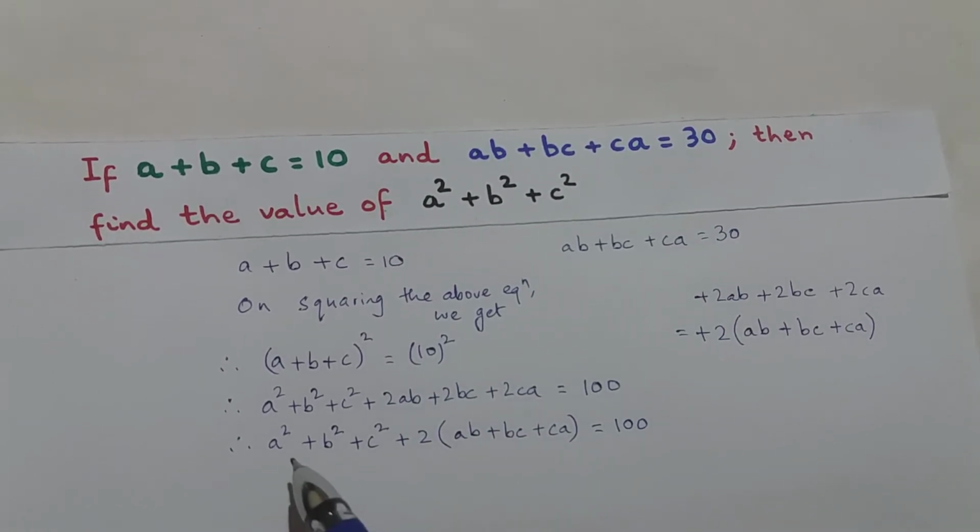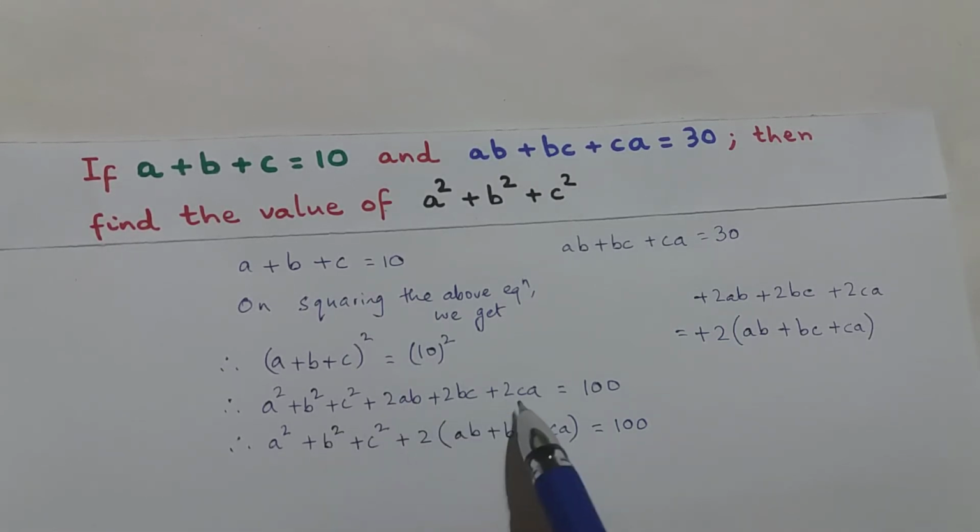So we have a square plus b square plus c square plus 2 into ab plus bc plus ca is equal to 100. And now you will understand why I wrote this expression in this way. You will come to know about it in the next step.